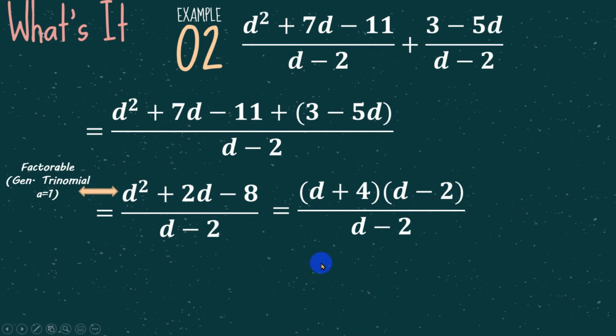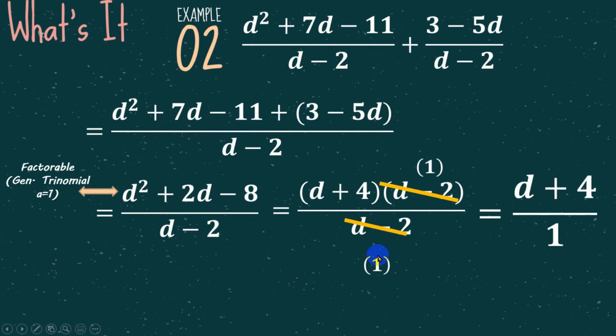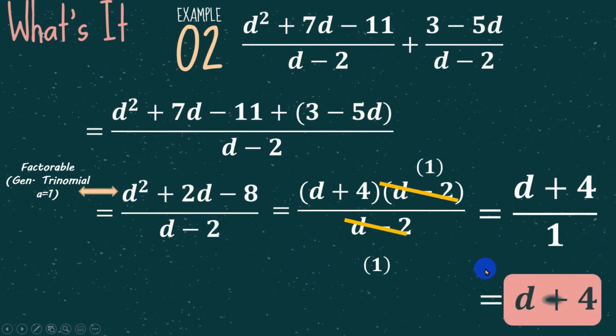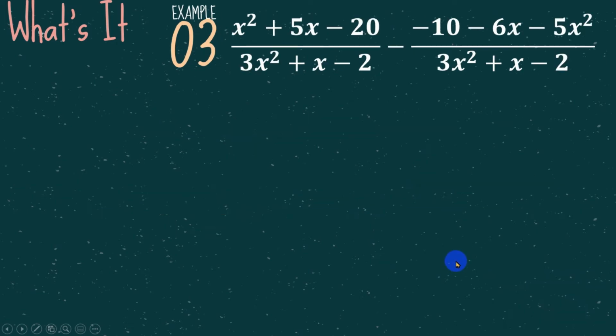Pwede na tayong mag-cancel ng common factors. So, meron ba tayong common factors? So, meron tayong d minus 2. So, pareho yung magiging 1, and then 1 times d plus 4 is d plus 4 all over 1, or simply d plus 4. Okay? So, for example number 2, the final answer is d plus 4.